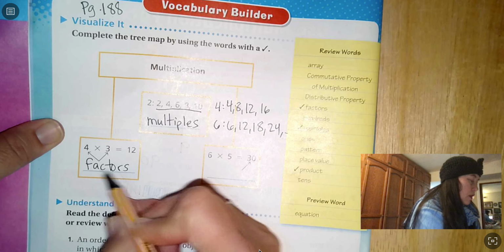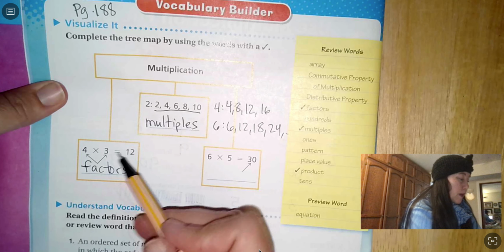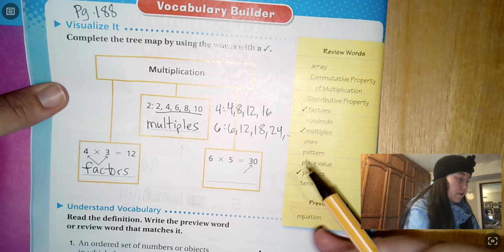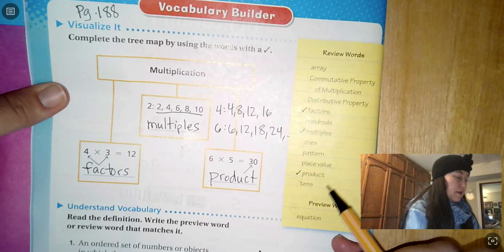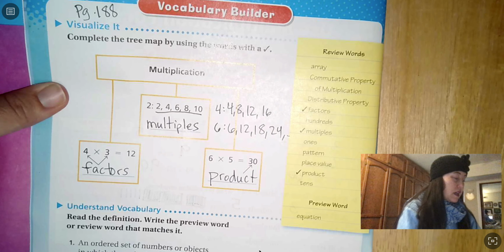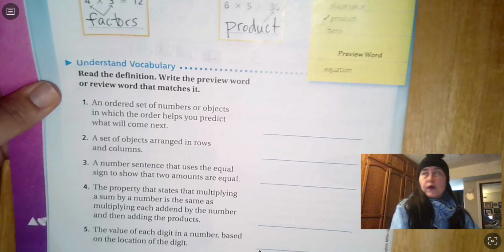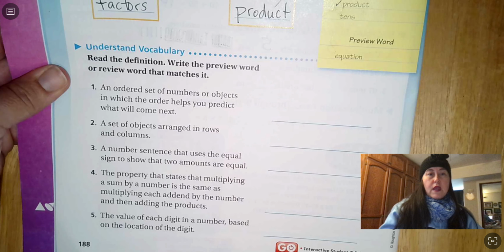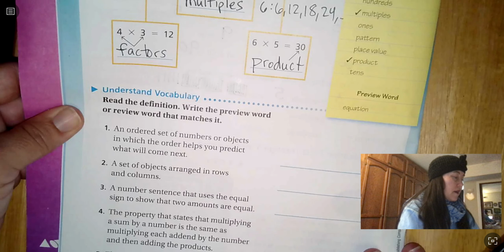The numbers that you multiply together, those are the factors. They're the parts. The whole, the answer, is the product. Right, that was the last check mark left, so that was the last one it could have been. Now, at the bottom here, understand vocabulary. Here, we're going to try to fill in these with the rest of the numbers that are not checked, okay?